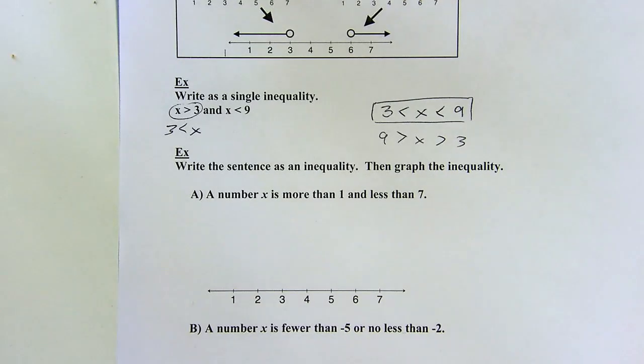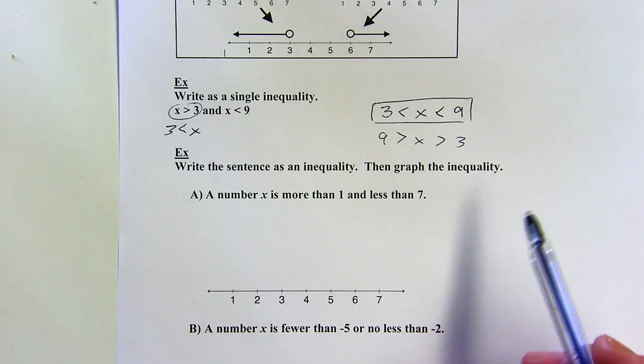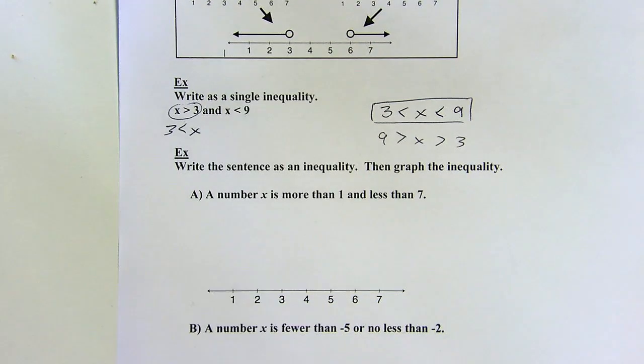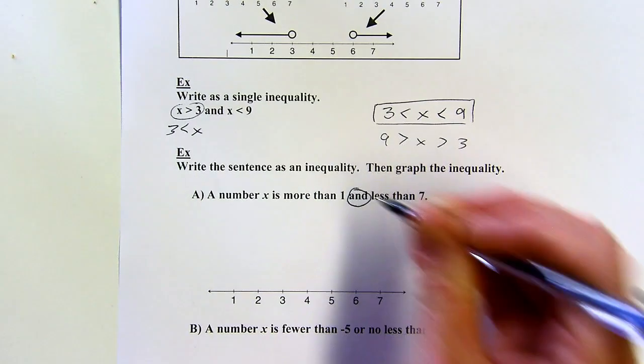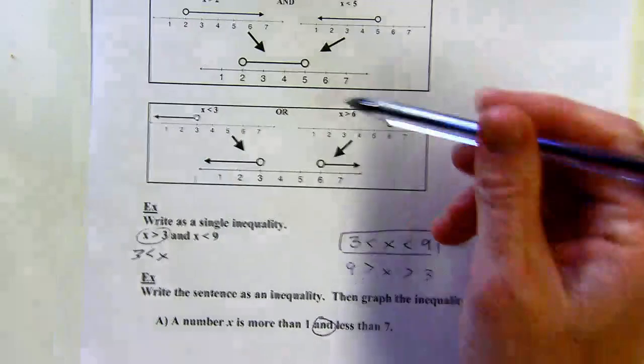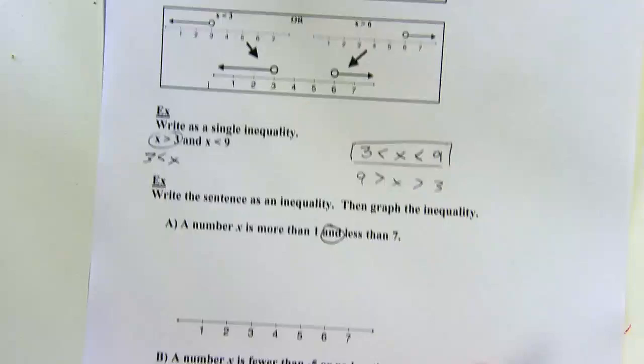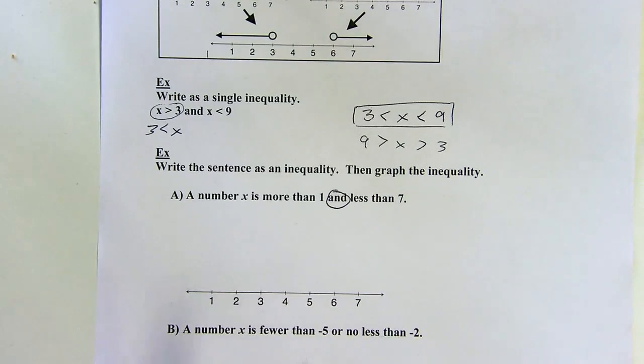All right, so let's look at some examples here. We're going to write some sentences and then graph the inequality. Okay, a number x is more than 1 and less than 7. All right, that word "and" is telling me, hey, it's going to look like this as opposed to like this. So I kind of know right off the bat that it's going to be one of the ones that's joined in the middle.